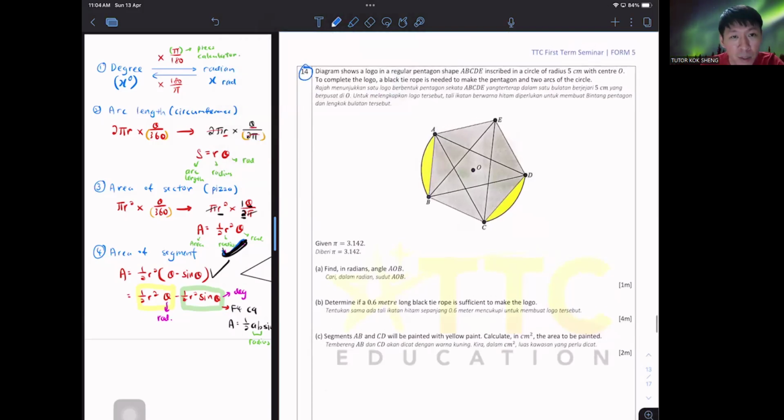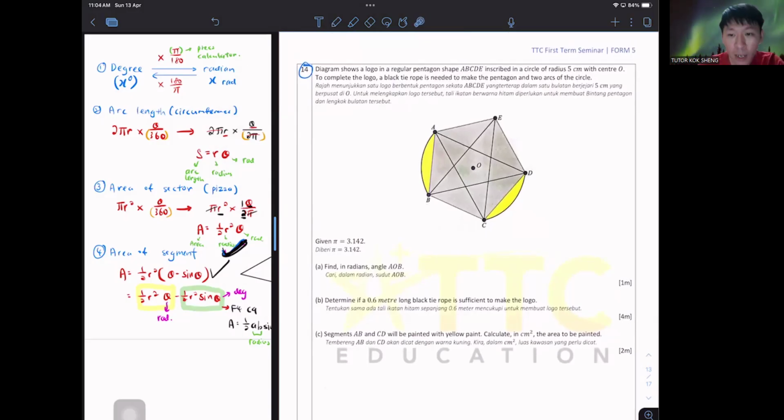Wow, what is this? Pentagon, okay. Let's see number 14. The graph shows a logo in a regular pentagon. Okay, long time no see. Regular pentagon, A, B, C, D, E, right? Inscribed in a circle of radius 5 with center O.